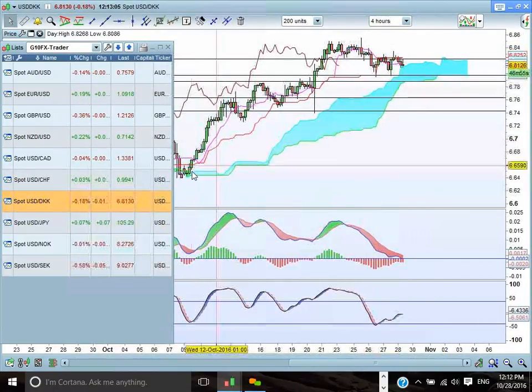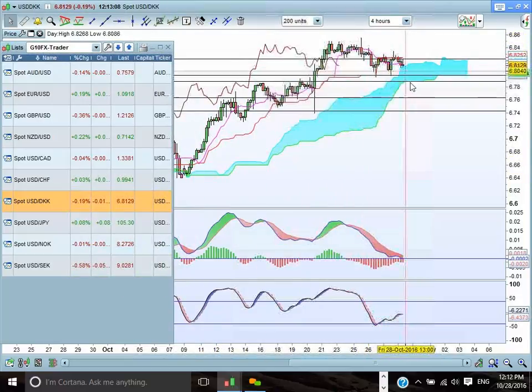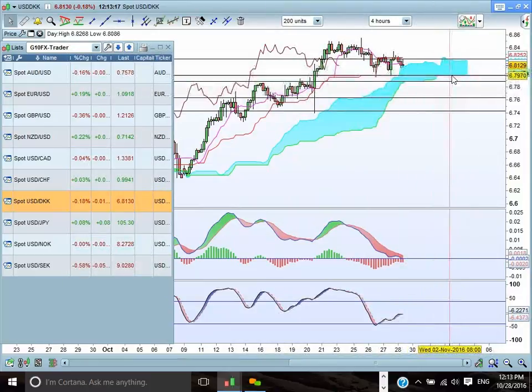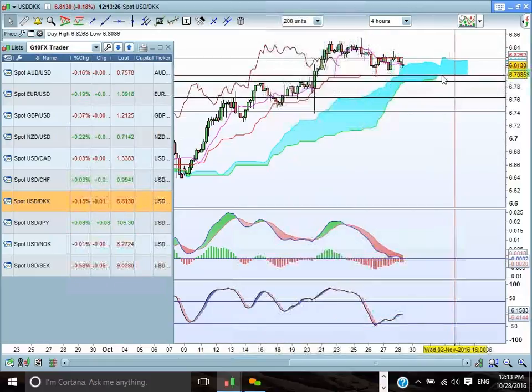US dollar Danish krona pulling back after a nice rally. Lovely cloud cross here. Now pulling back to the top end of the cloud to support this area here at 617.875. This is a key support zone. The next one up from there is the 617.80 support zone. So that is an extreme support line. So if it dips back down into that level, you could snap it up at that area.